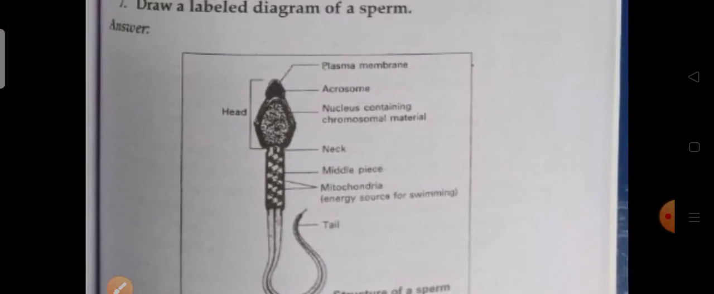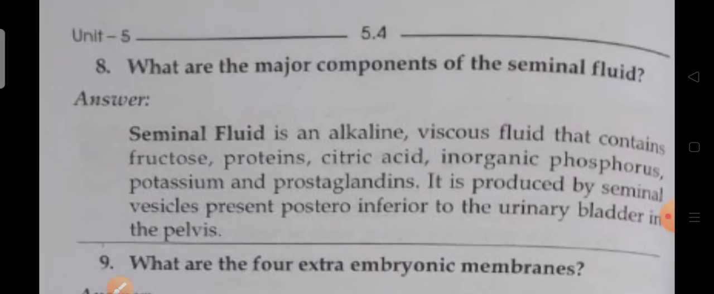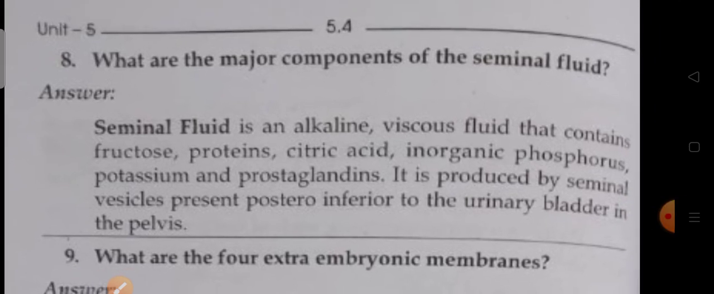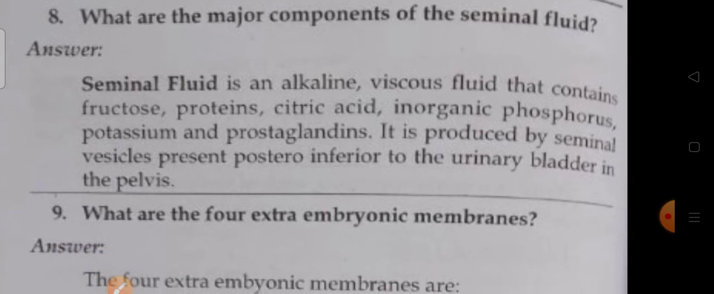So next, what are the major components of the seminal fluid? It is alkaline viscous fluid that contains fructose, proteins, citric acid, inorganic phosphorus, potassium, and prostaglandins. It is produced by the seminal vesicles present posterior or inferior to the urinary bladder in the pelvis.